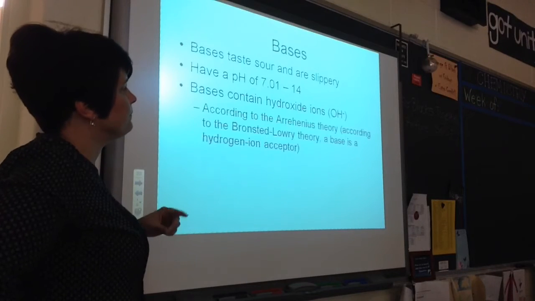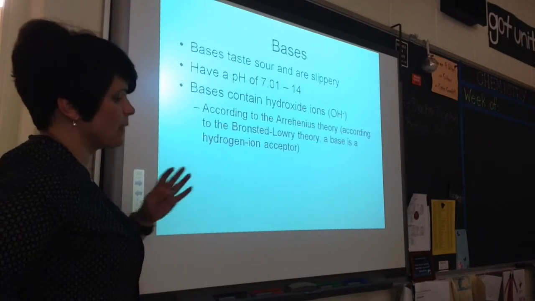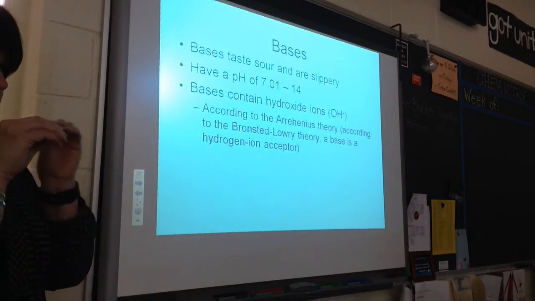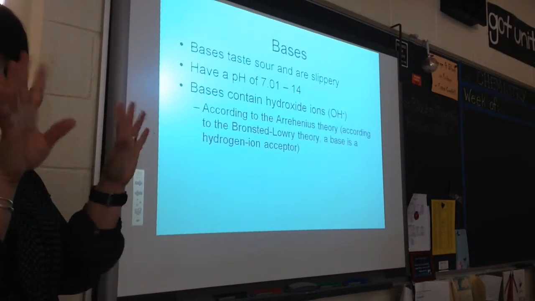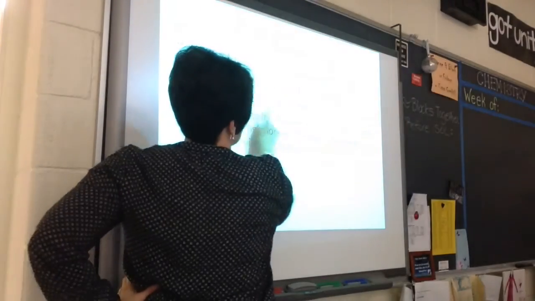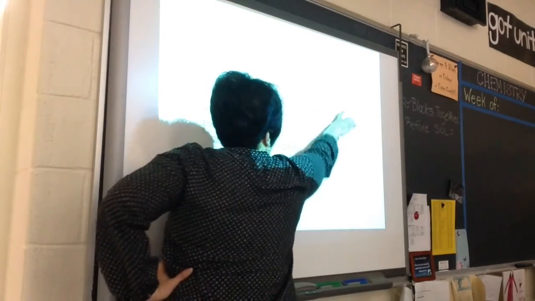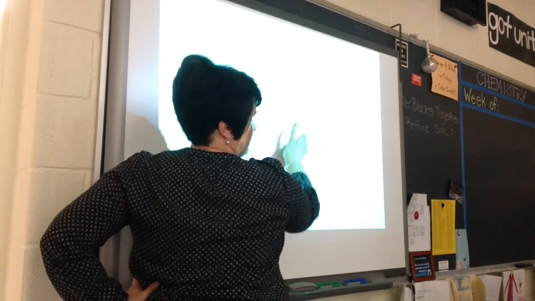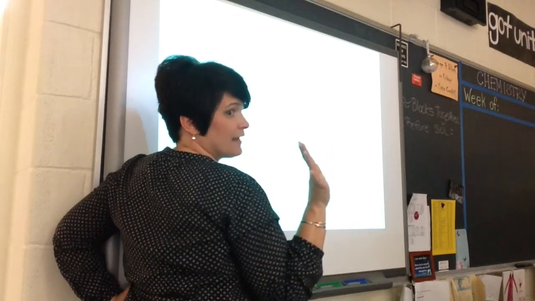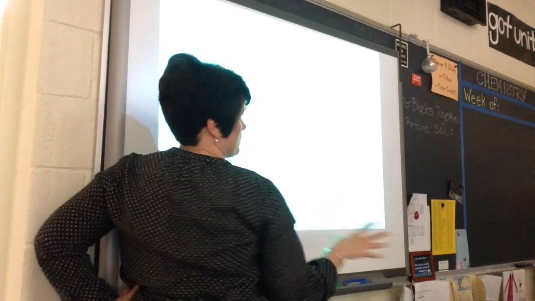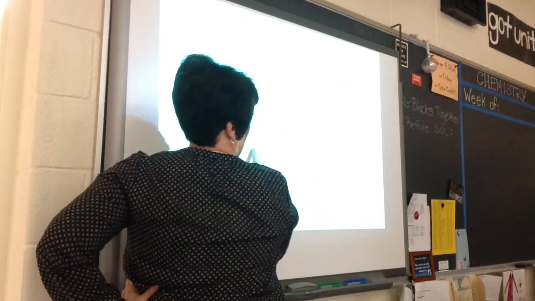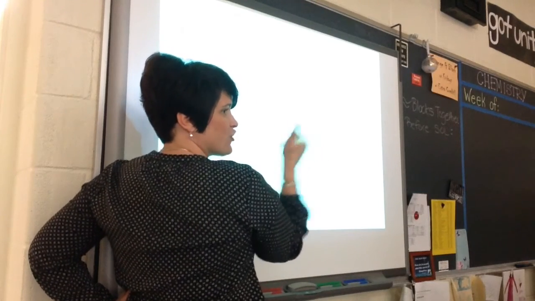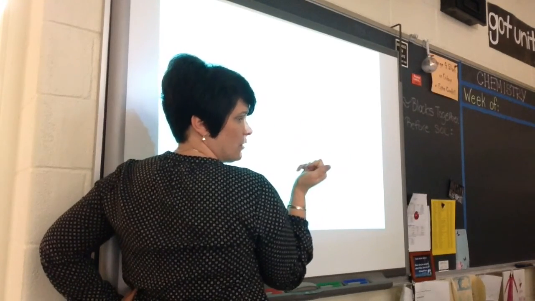Okay. Now, listen to my words. Remember I told you there was a baby fine distinction between Arrhenius and Bronsted-Lowry theories? Bases contain hydroxide, which is OH with a 1 minus charge. That is according to the Arrhenius theory of acids and bases. According to the Bronsted-Lowry theory, a base is a hydrogen ion acceptor. What does that mean? It's something that attracts hydrogen with a plus charge.